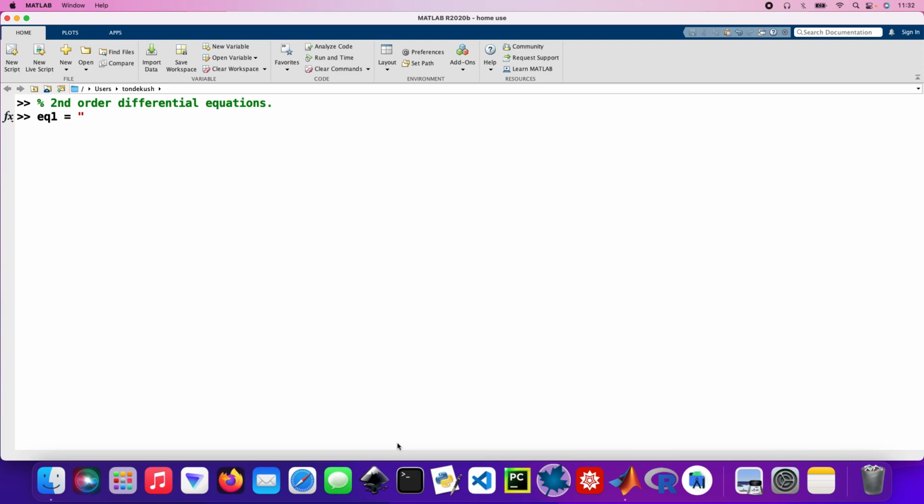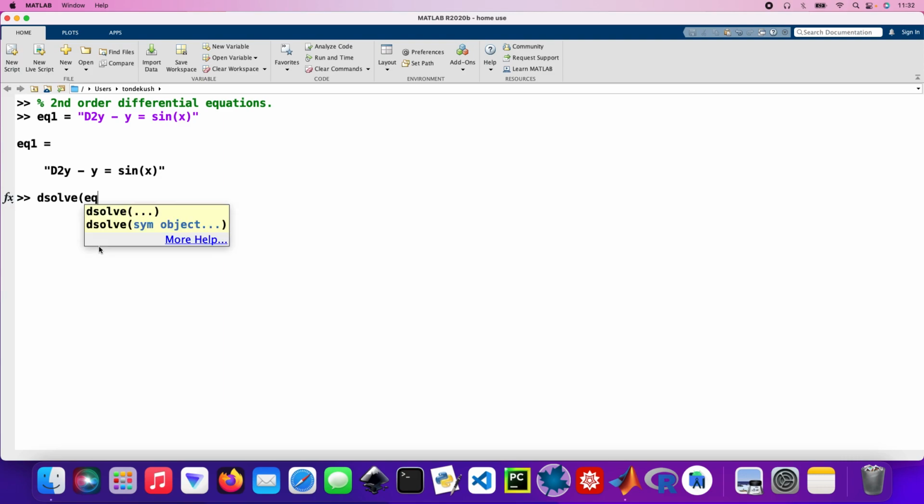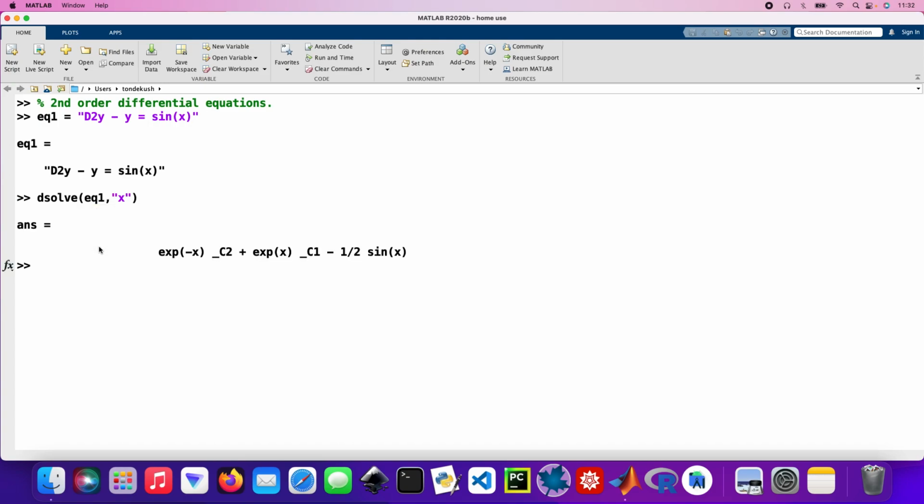So equation one, in quotes: D2y minus y equals sine x. The capital D indicates the derivative, and the 2 tells you that it's a second order differential equation. So to solve, dsolve equation 1, and x is our independent variable.